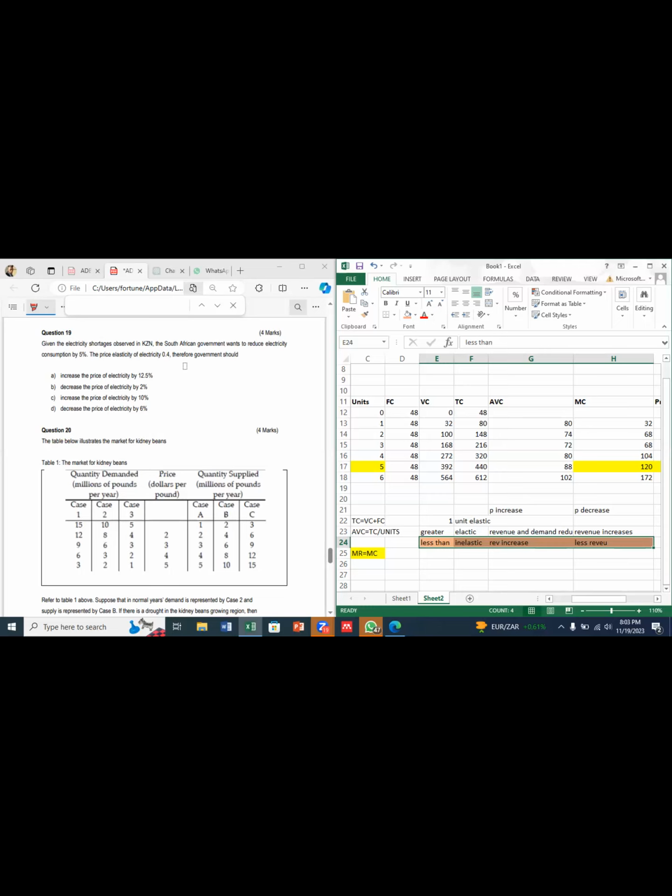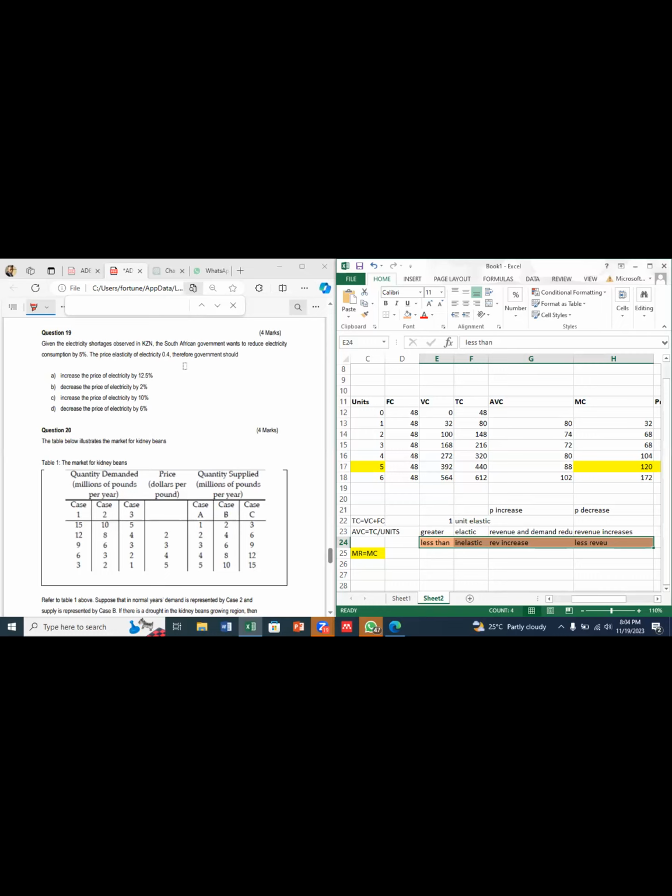So I approached it in a different way. I looked at the price elasticity of demand formula, which is percentage change in quantity demanded over percentage change in price. When I read that question 19, it says the South African government wants to reduce electricity consumption by 5%. So to me, that is the percentage change in quantity demanded. So I put 5 there, over the percentage change in price.